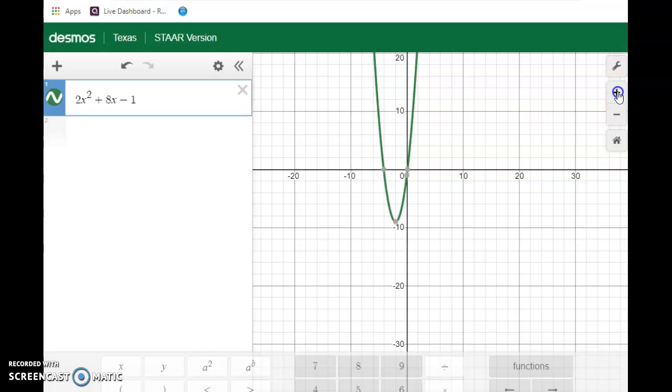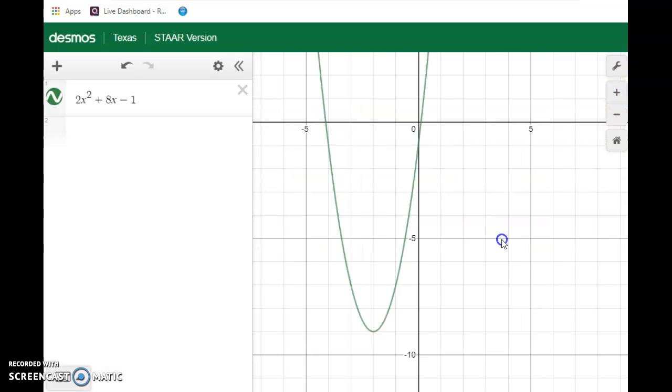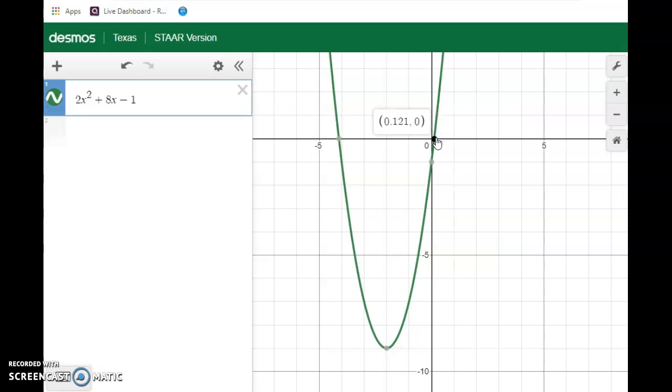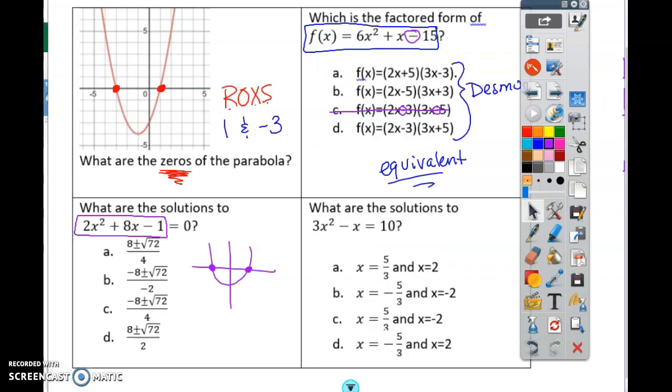Okay, so if you zoom in, these are my numbers. So write them down on your paper. Write those numbers down. So I know it's negative 4.12, and what was the other one? 0.12. All right, then we're going to type the answer choices.